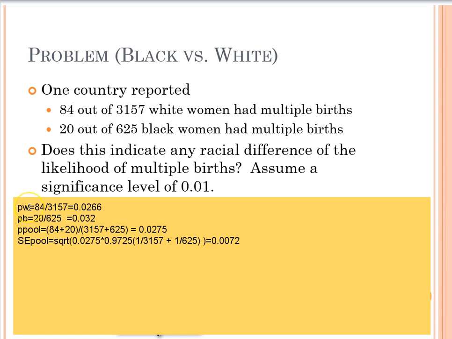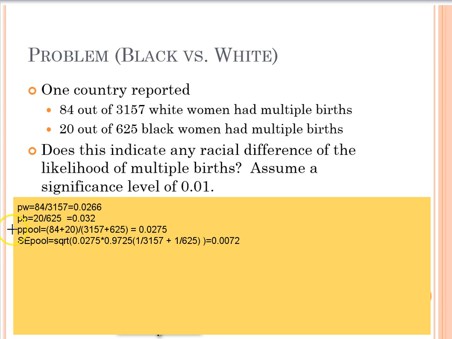So here I've calculated the rate at which white women have multiple births, that's 0.0266, and the rate at which black women have multiple births, that's slightly higher at 0.032. Now you can see that black women's rate is higher than white women's, but we want to know, is this difference statistically significant, or perhaps the reason why black women's is higher is just because of sampling variation. We know that some samples are higher and some samples are lower, so we want to know, is this statistically higher or is it just due to that sampling variation?